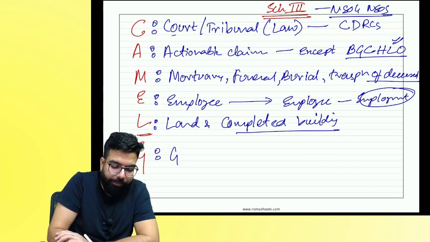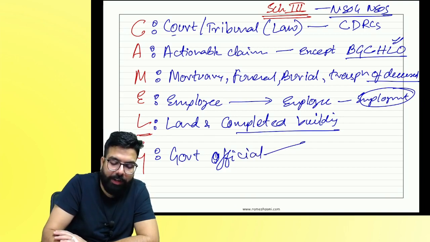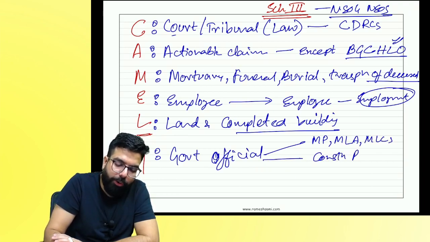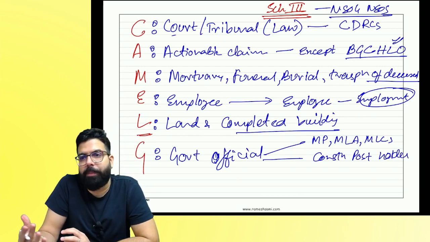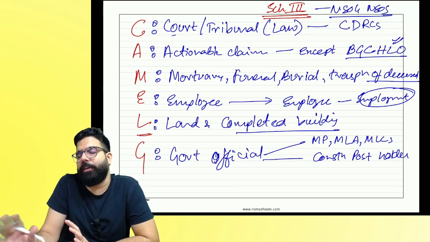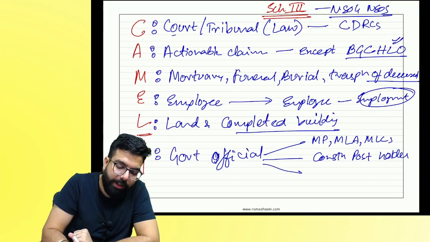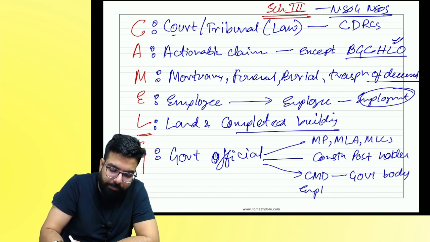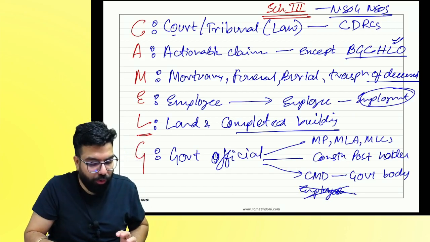And G for government official. Government official can be MP, MLA, MLCs, constitutional post holder. Can you tell me who are constitutional post holders? President, Prime Minister, Comptroller and Auditor General, etc. And the last one is CMD of a government body, where he is not an employee. Write it down quickly if you want to, otherwise we'll go ahead.